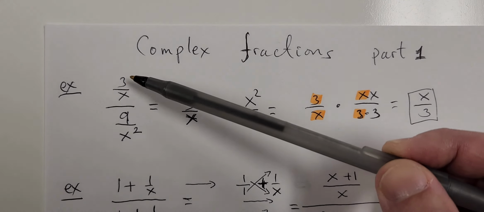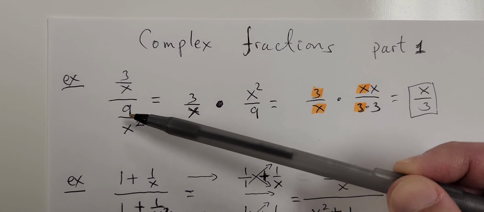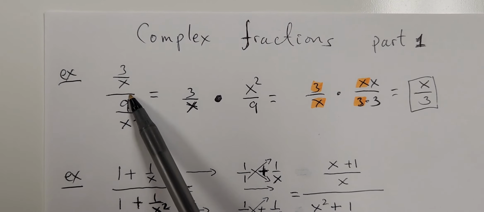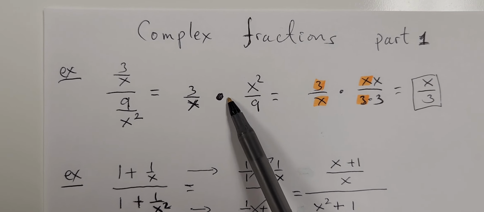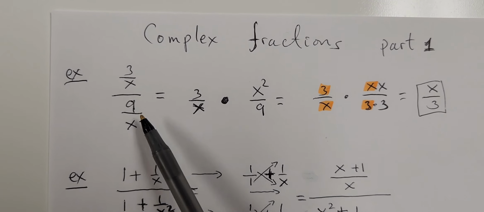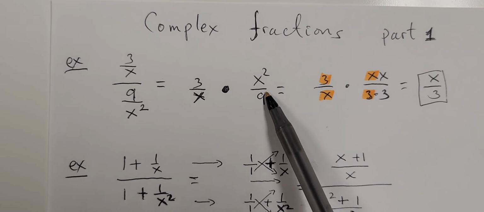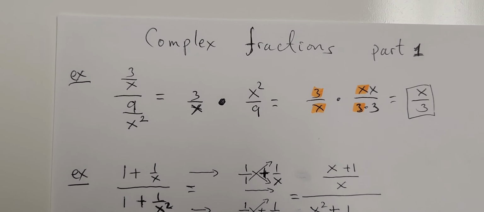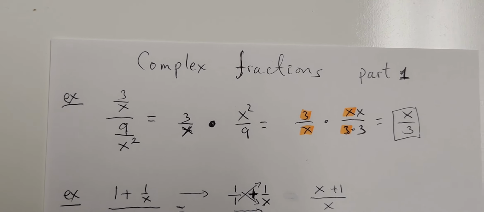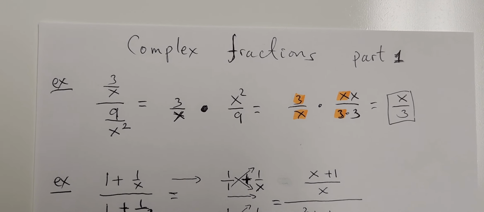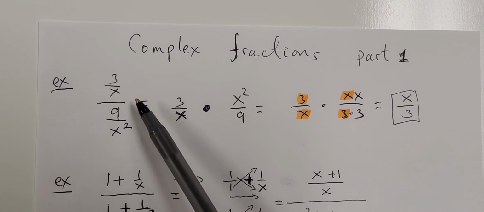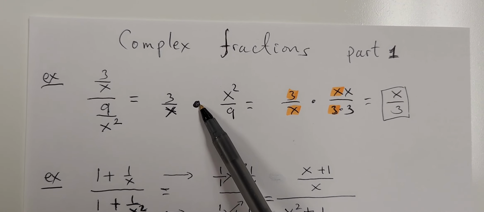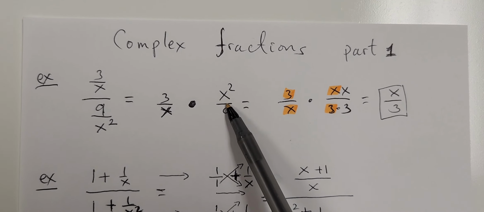One more time, keep, change, flip. The top we keep, division changes to multiplication, and then the bottom we flip. Again, follow the rule when you have fractions divided by fractions: you keep, change to multiplication, and then flip.